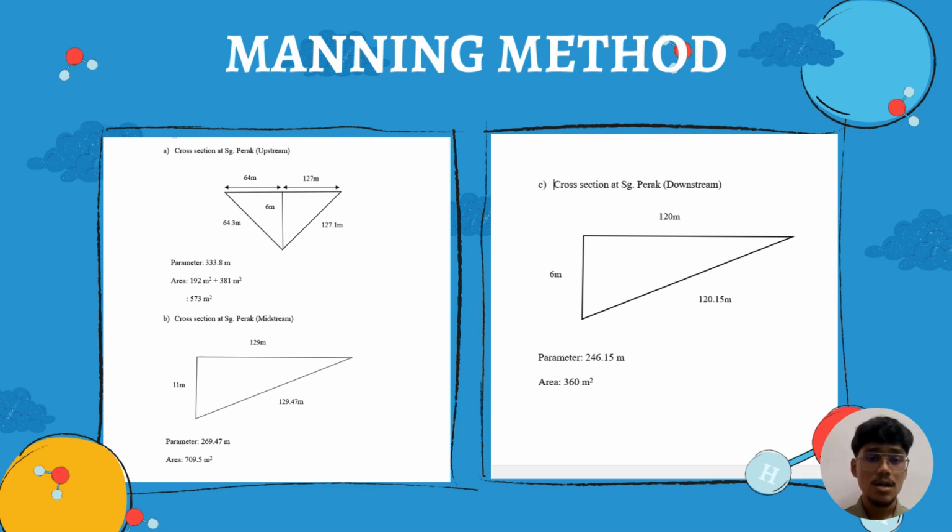Lastly, we need to use the Mannings method, which is the way to proceed to do the hydrograph for our data. We need to calculate the cross section for upstream, midstream and downstream. After calculating all the data by assuming triangle shape for all three streams, the area value that we got is 573 m square for upstream, 709.5 m square for midstream and 360 m square for downstream. Also, the parameter value is 333.8 meter, 268.47 meter and 246.15 meter for the three of them.